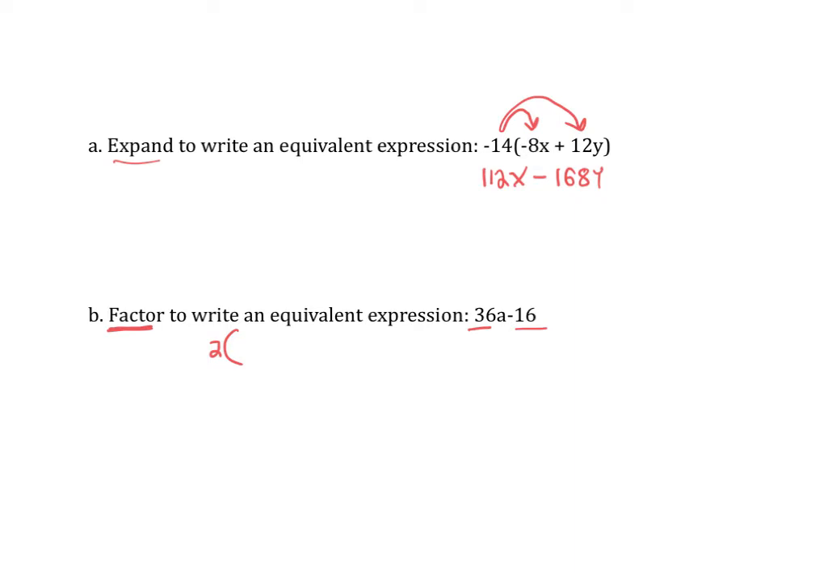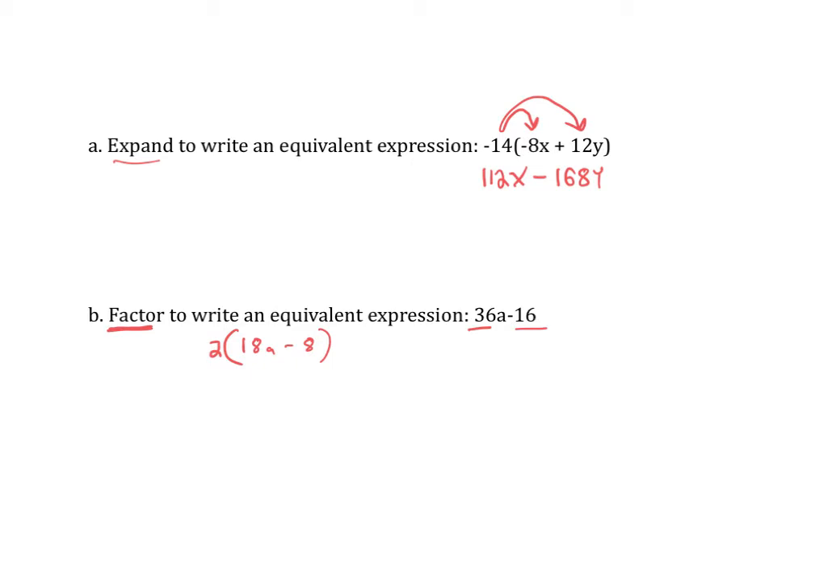So I'm going to put my 2 on the outside. And so then I would take everything that's left over. So I'm going to say 36 divided by 2. So I have 18a. And then negative 16 divided by 2 is going to be negative 8. So that's one thing I saw. And this is fine, except for this is not fully factored. There is more we can do here.